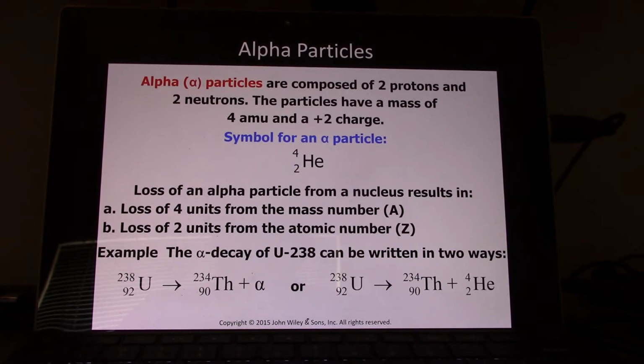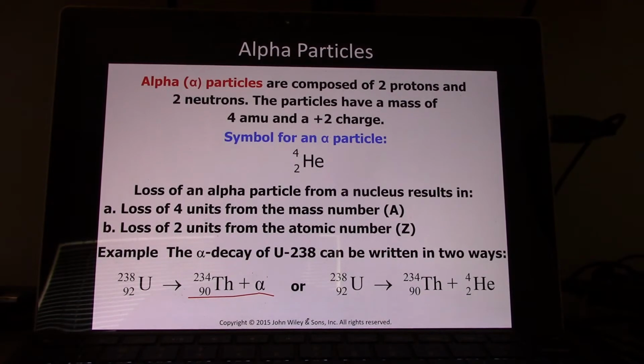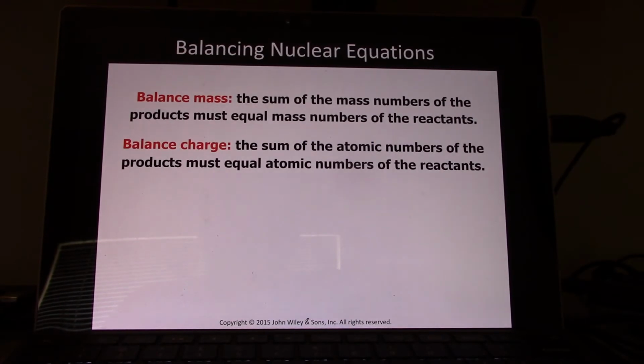So uranium-238 breaks apart into thorium-234 and an alpha particle. Then the alpha particle will grab 2 electrons and become helium.